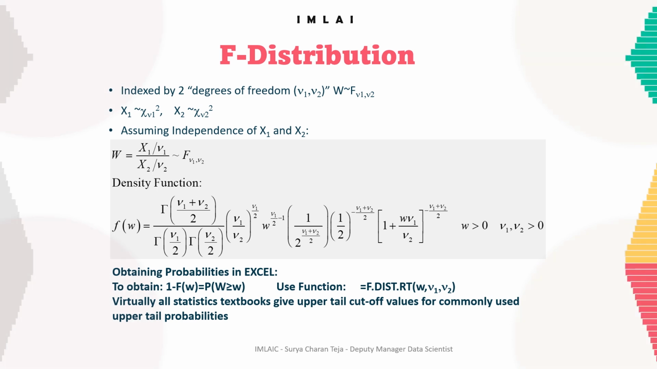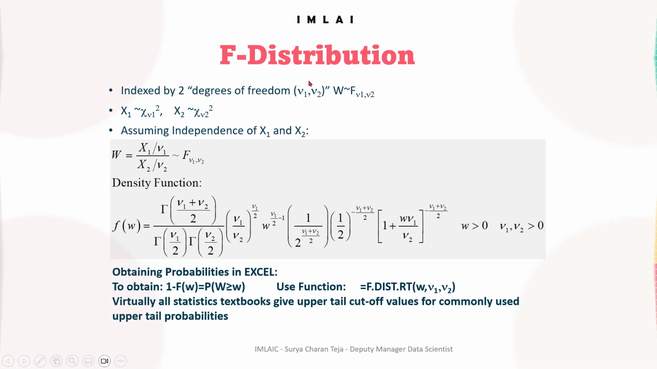So it's indexed by two degrees of freedom, nu1 and nu2, assuming the independence of x1 and x2, and this is the density function for the chi-square distribution. You'll have a gamma function of df1 plus df2, or nu1 plus nu2, and this is the overall density function of the F distribution.